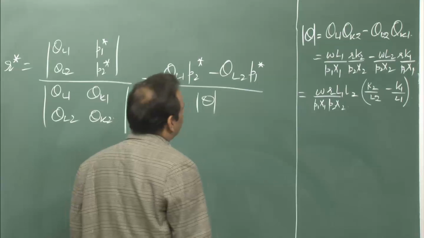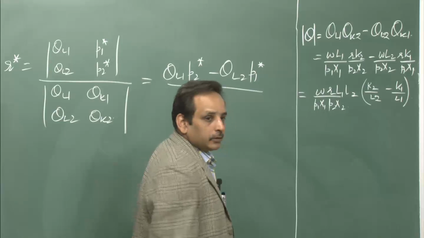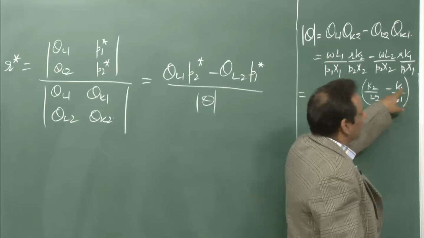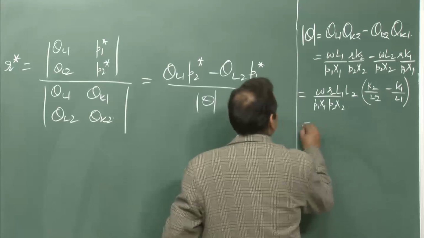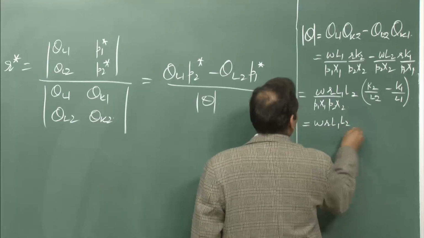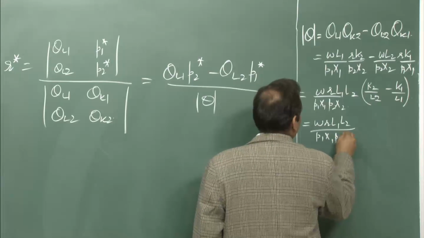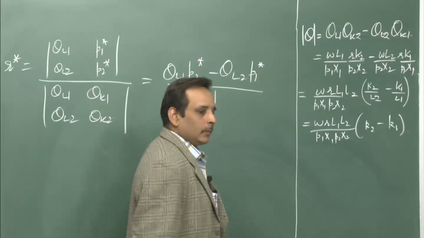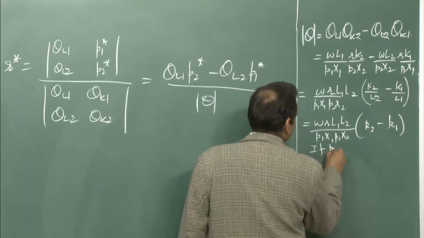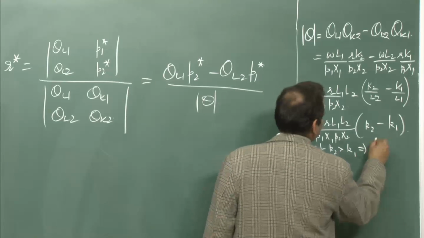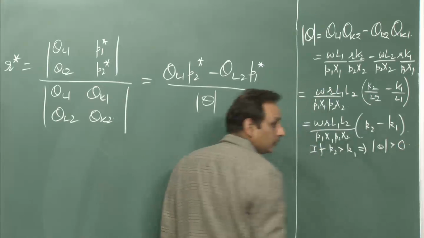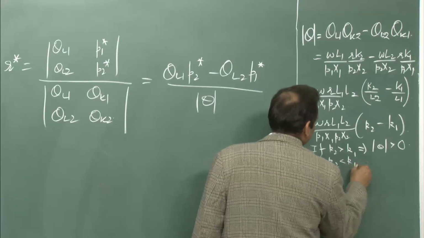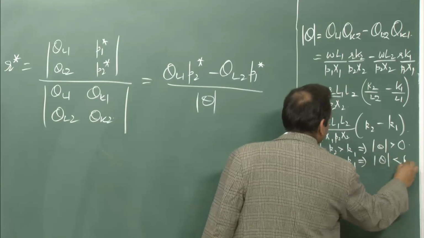So, if you take W R L1 L2 to be common and P1 X1 P2 X2 to be common, you will get K2 by L2 minus K1 by L1. So, this is W R L1 L2 P1 X1 P2 X2 times K2 minus K1. Now, you can see that if K2 is greater than K1, this implies determinant theta is greater than 0. If K2 is less than K1, this would imply determinant theta is less than 0.